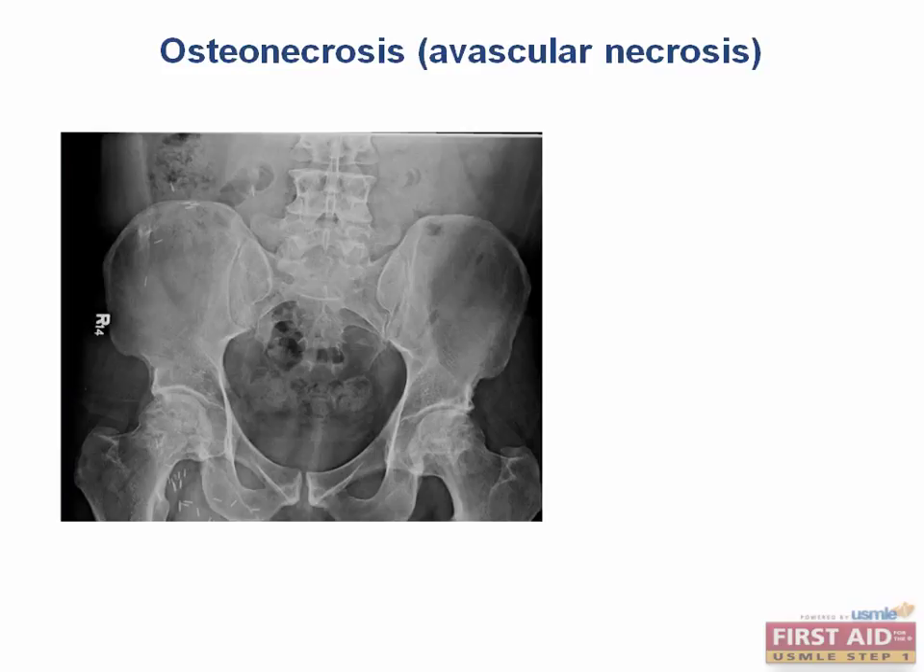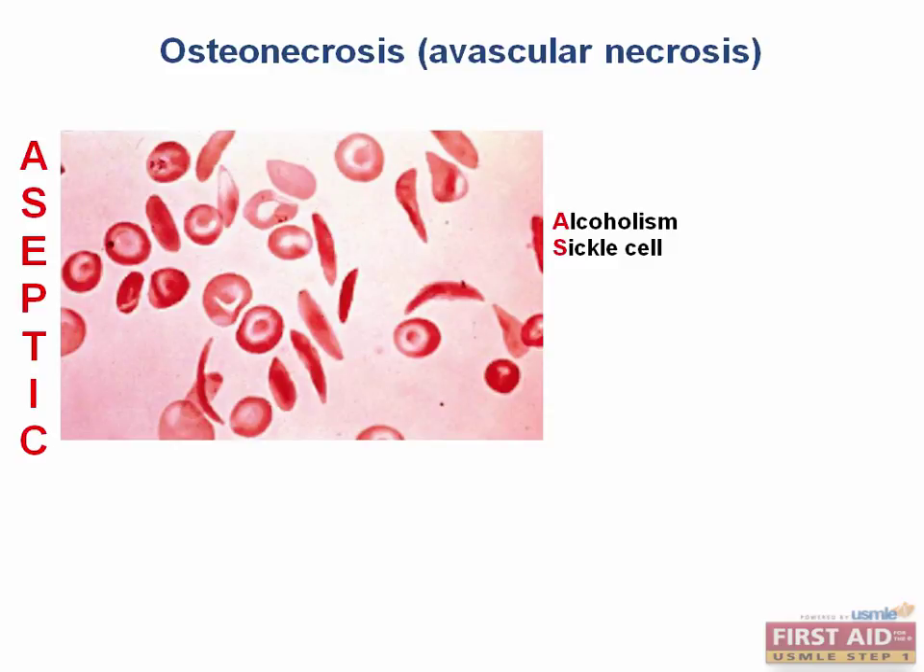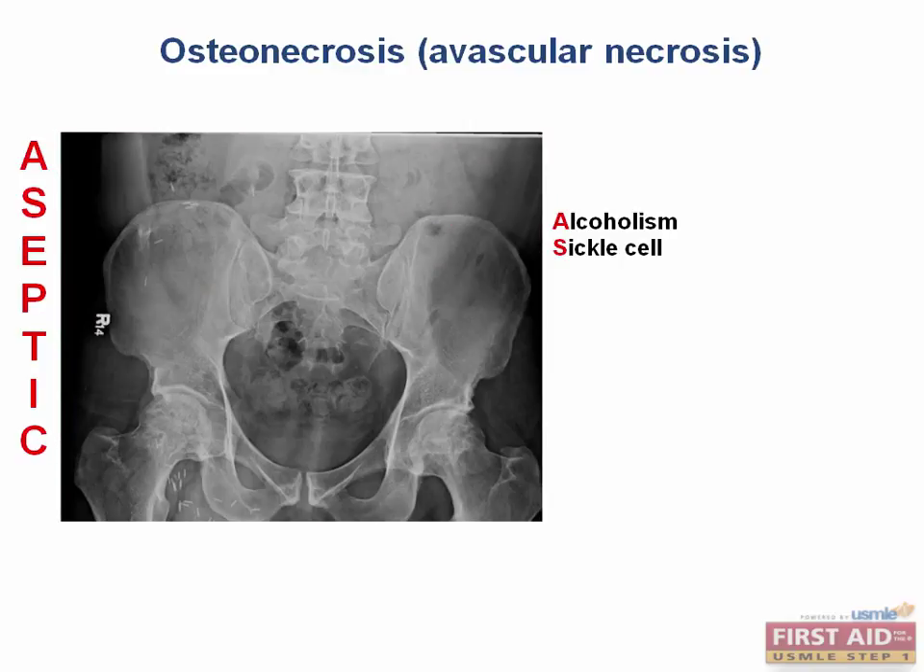Osteonecrosis, or avascular necrosis, occurs when the blood supply to the bone is interrupted. It often presents clinically as pain that occurs with activity. The pain is throbbing in nature. To help you recall all the causes of AVN, we have the mnemonic ASEPTIC. The first A is alcoholism. Do you recall which type of hem-onc patient typically gets avascular necrosis? Correct, sickle cell patients. This usually happens in the femoral head due to infarction.